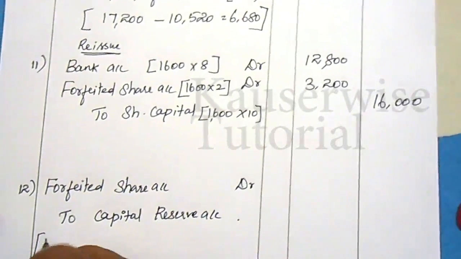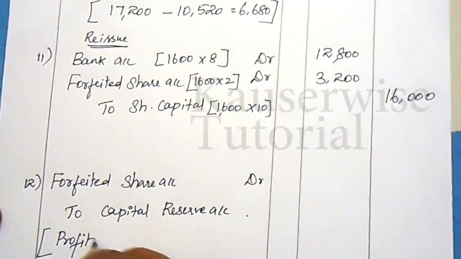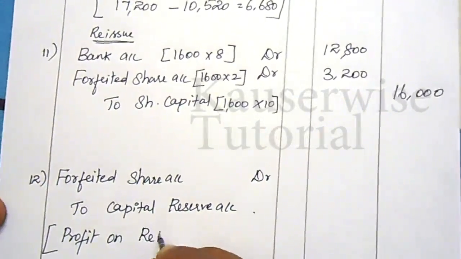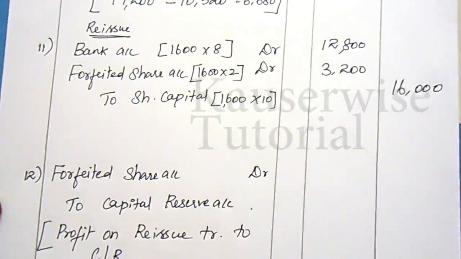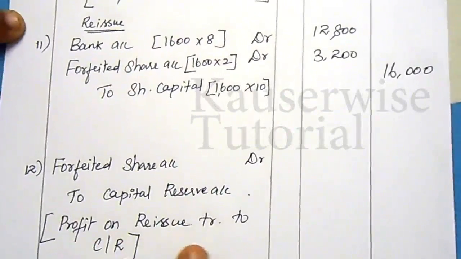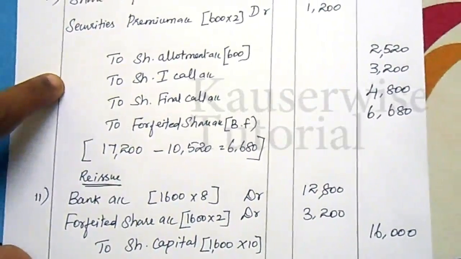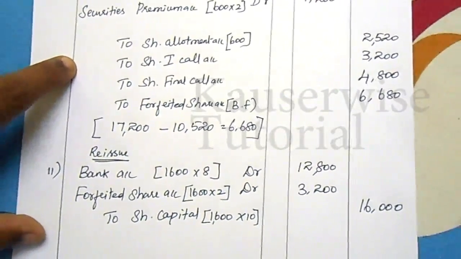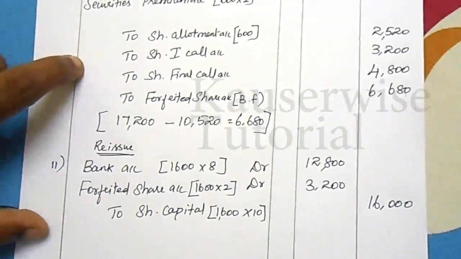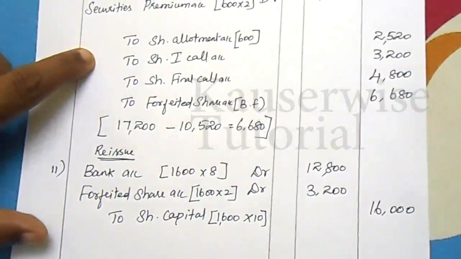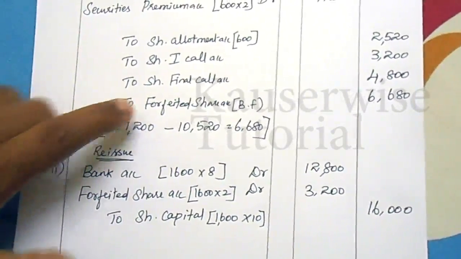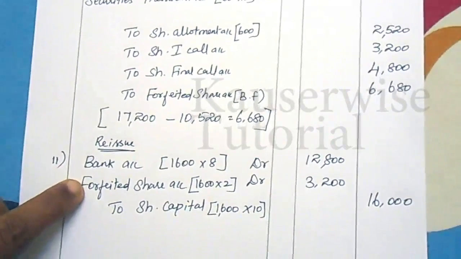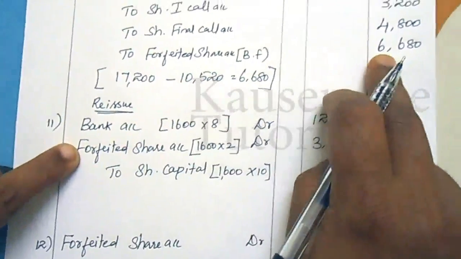That is profit on reissue transferred to capital reserve. In order to find out the profit on reissue, just see the forfeited entry and reissue entry and finally you can find the profit on reissue. Why? Because according to this problem, the entire shares were reissued. So, you need not calculate anything. Simply you can compare credit forfeiture and debit forfeiture in order to find the profit. So, credit how much? 6680.